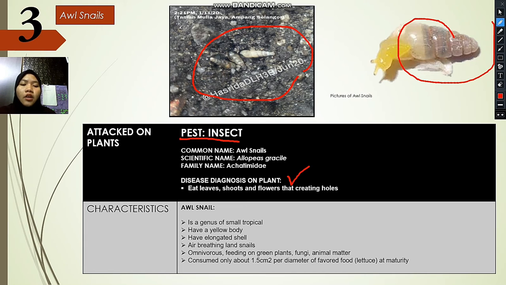So for the characteristics of this owl snail, it's a genus of tropical origin. It has a yellow body. You can look here, yellow body. It has an elongated shell here, elongated shell. It's an air-breathing land snail, omnivorous, feeding on green plants, fungi, and animal matter. It also consumes only about 1.5 cm square per diameter of favorite food, which is its latest or at maturity.